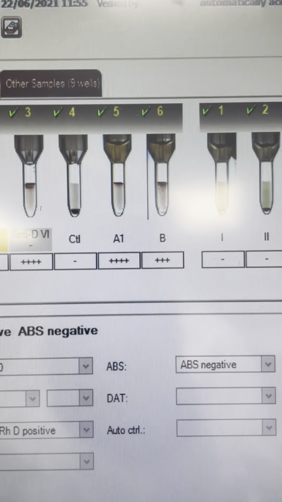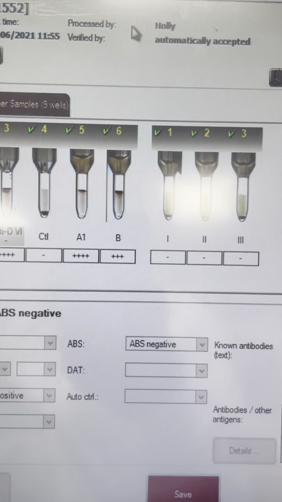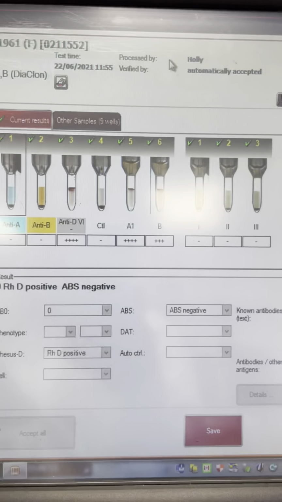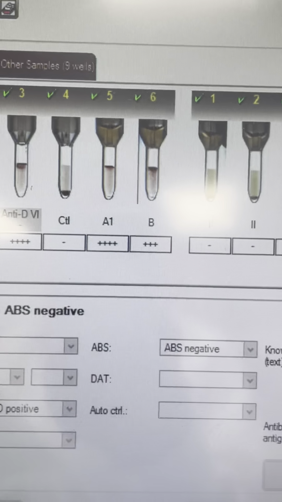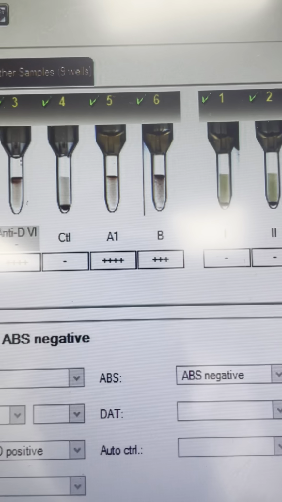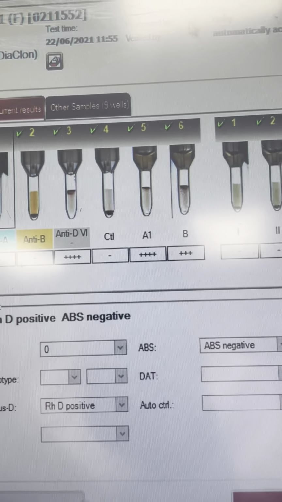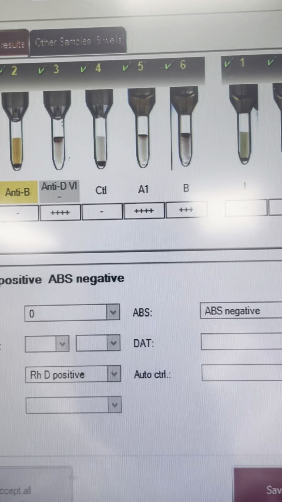plasma is reacted with the A1 and B cells present in the reagents. Again, if there's a positive reaction, it will agglutinate. So as you can see on this particular one, there is a positive reaction in A1 and B.